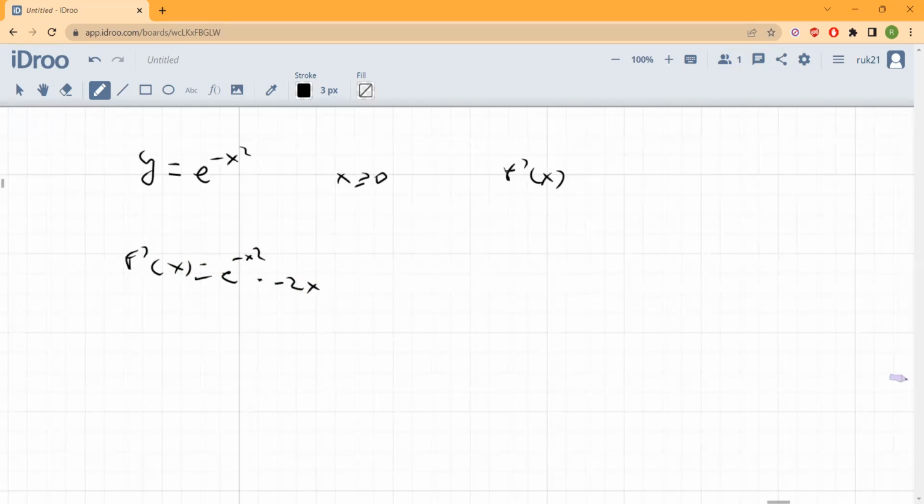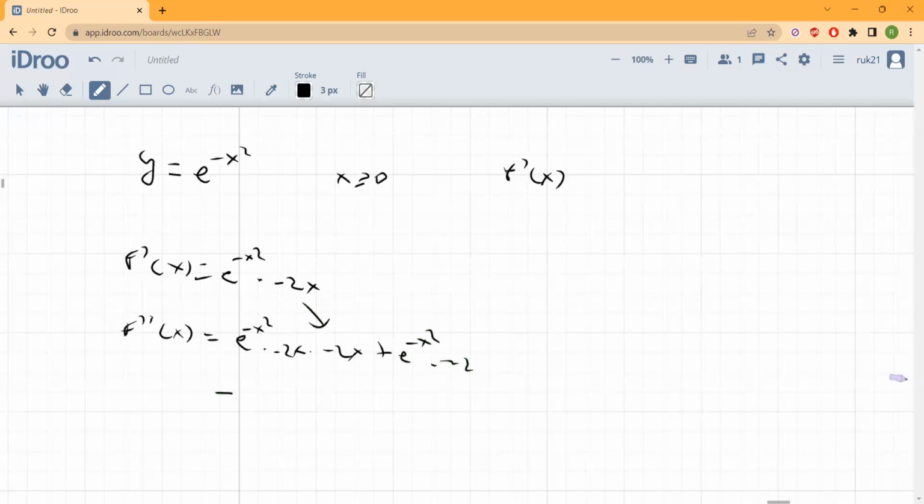So then what we get is f double prime of x. Here we're going to have the product rule, because we have x over here. So it's going to be e to the negative x squared times negative 2x times negative 2x. The first negative 2x is the chain rule for the exponent, and the second negative 2x is from here, plus e to the negative x squared times negative 2.